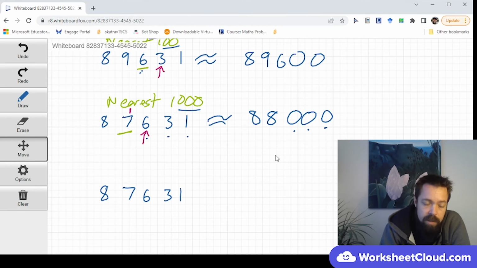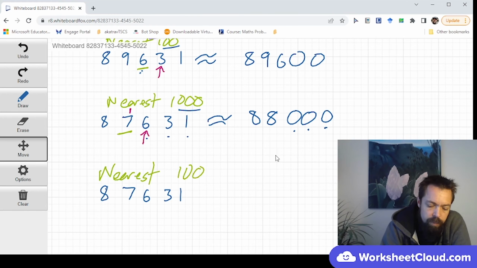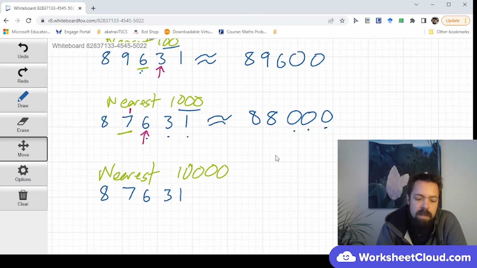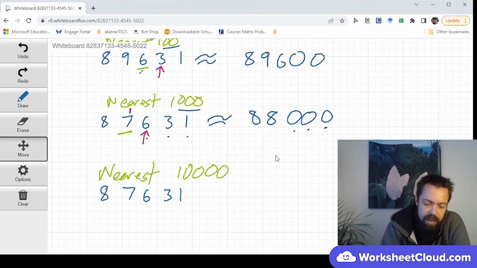For the last one, now I don't believe that most of your teachers will make you round off to the nearest 10,000, but we may as well do it because it's the same thing, and as long as you know the place value, you're going to be fine.